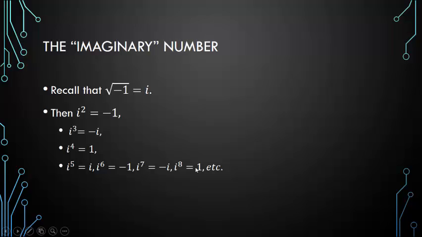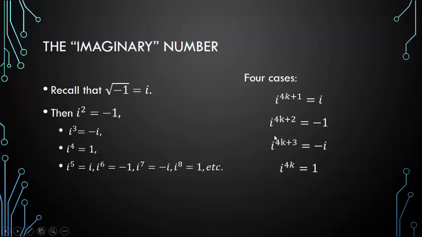So it seems like i to any power, and you could play with this longer, we will always get one of these 4 outcomes: i, -1, -i, or 1. And that's totally true. Sometimes you'll have questions, maybe you'll have to simplify i to the 17th degree. Well, remember that you'll have one of these four cases.